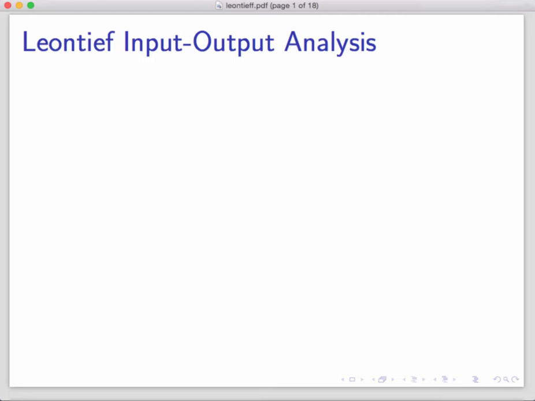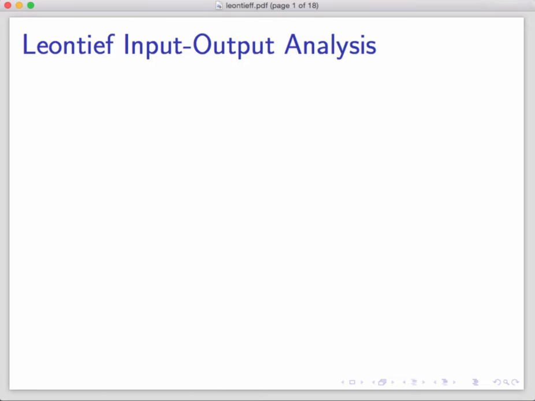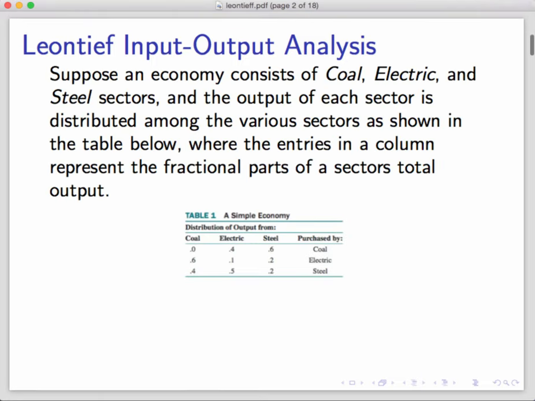We are going to look at an application of homogeneous systems of equations called Leontief input-output analysis. A little bit of history on this topic. Leontief was an economist who wrote a paper in 1951 where he described this way to analyze an economy, and later on in 1972 he was awarded the Nobel Prize in economics for this work. The example we will look at today begins as follows.